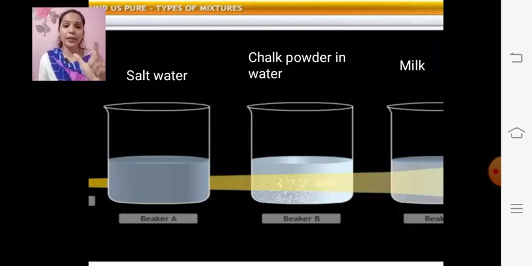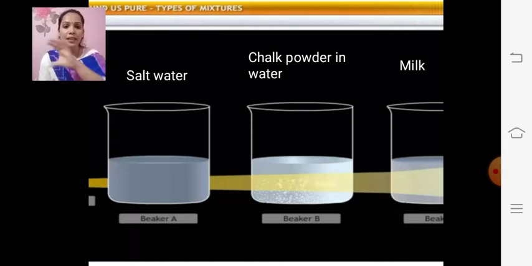It is not illuminating the solution, whereas in chalk powder and water it is showing the beam of light, which is seen and also broadened, because the particles in the chalk powder are large enough that they can scatter the beam of light. Once the narrow beam of light passes through particles a little larger than those of salt, it scatters the beam of light and broadens it.